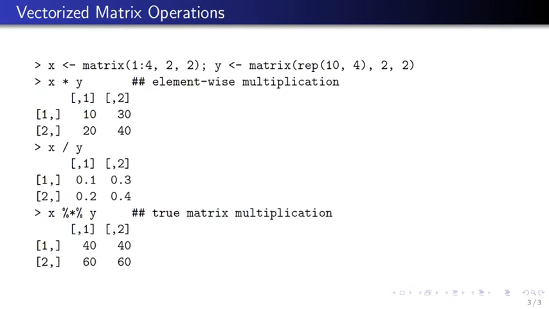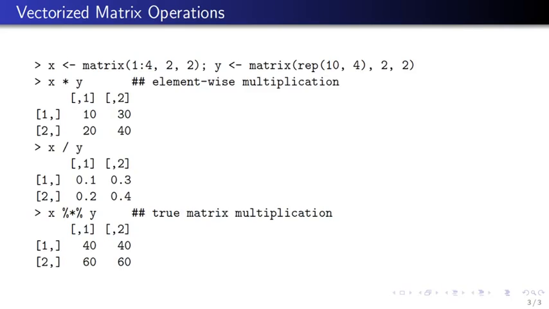Similarly, you can add, subtract, multiply, and divide matrices together. It's useful to know this because there are different types of matrix multiplication. I've created two matrices here, x and y. x is the matrix 1 through 4, a 2 by 2 matrix, and y is a matrix that's all tens. It's also a 2 by 2 matrix.